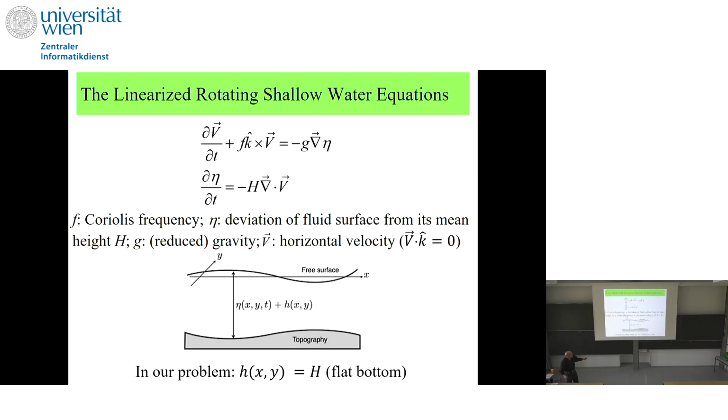And there is a mean height, we call it H, constant. We'll leave it as constant. And the changes in the height are caused by the convergence and divergence of columns of fluid that are moving towards one another or away from one another. So these are the linearized shallow water equations.